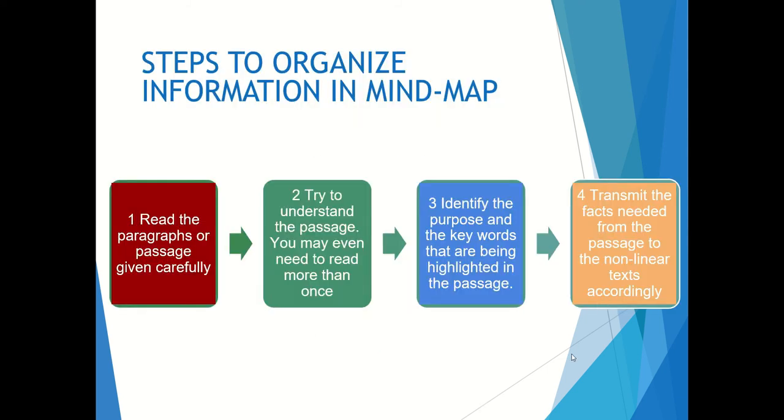Okay, basic steps to organize information in a mind map. Number one, you read the paragraphs of the passage given carefully. Number two, you need to try to understand the passage. You may even need to read more than once to understand the passage. Number three, you can identify the purpose and the keywords that are being highlighted in the passage. And number four, after you have done all this, you can transmit the facts, or the information that you found in the passage, into non-linear text, or into your mind map, or into your drawing accordingly, right?